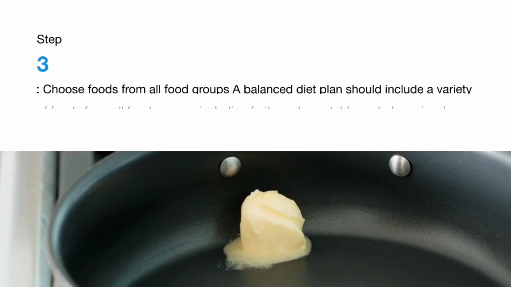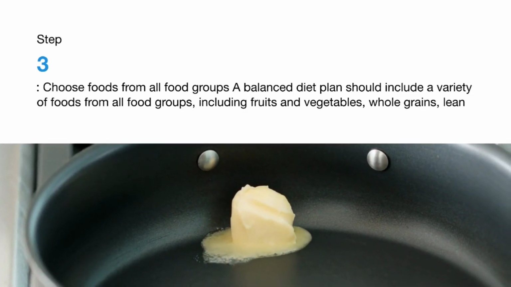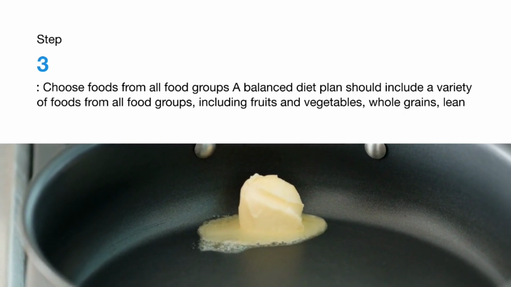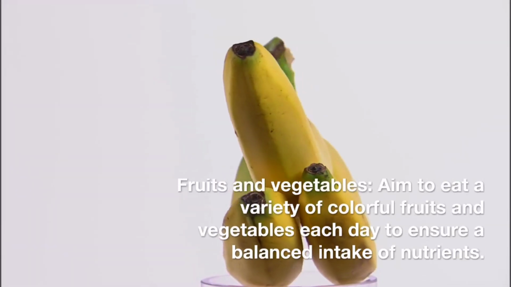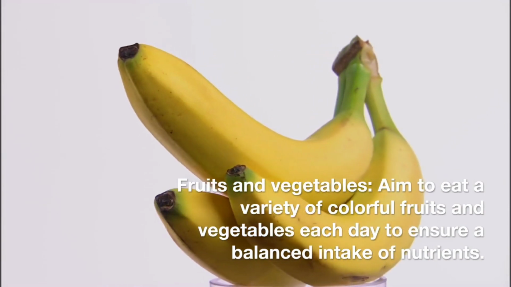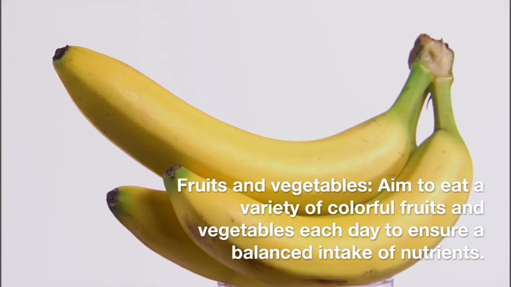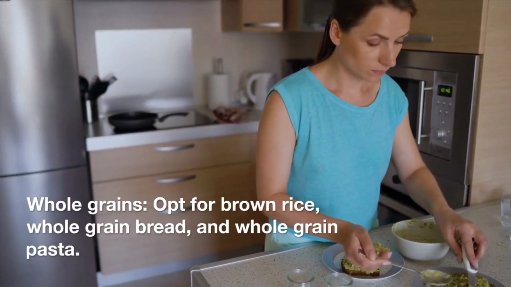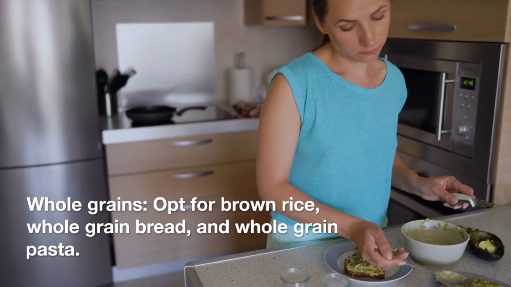Step 3. Choose foods from all food groups. A balanced diet plan should include a variety of foods from all food groups, including fruits and vegetables, whole grains, lean proteins, healthy fats, and dairy or dairy alternatives. Fruits and vegetables. Aim to eat a variety of colorful fruits and vegetables each day to ensure a balanced intake of nutrients. Whole grains. Opt for brown rice, whole grain bread, and whole grain pasta.